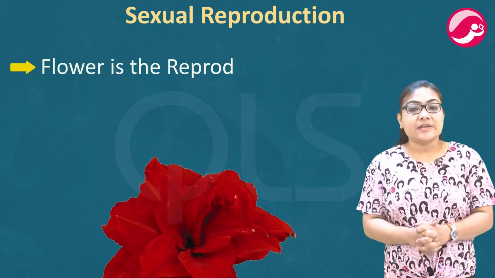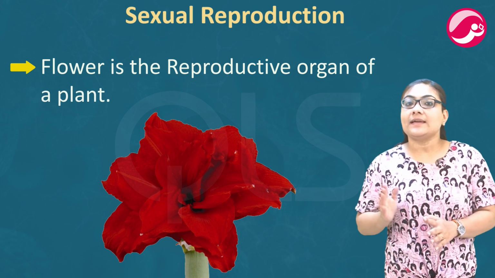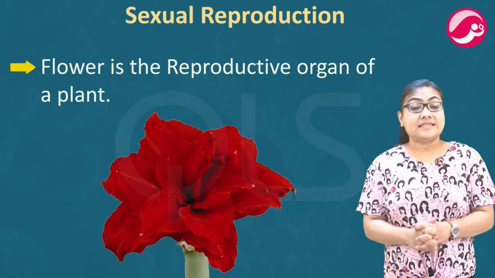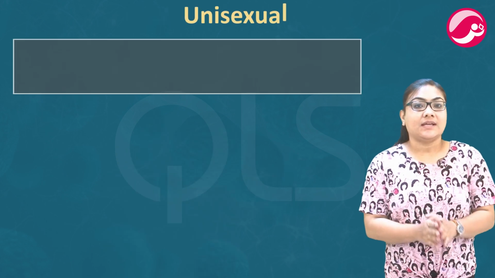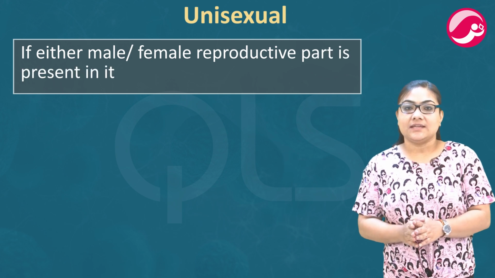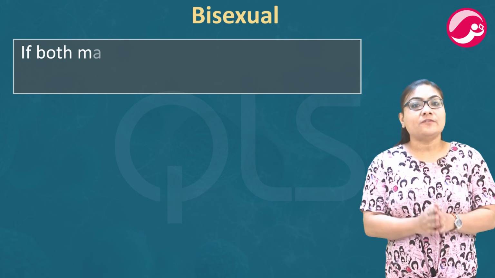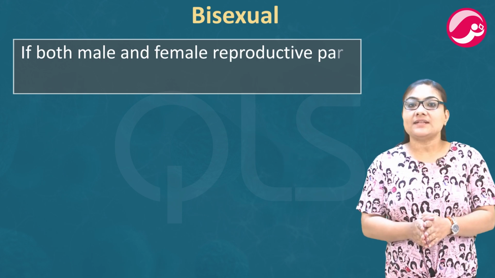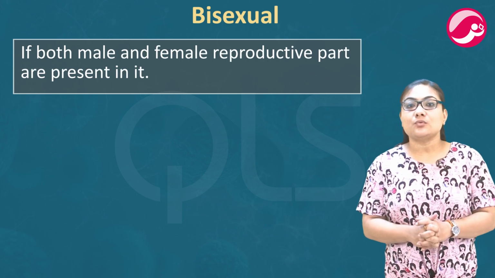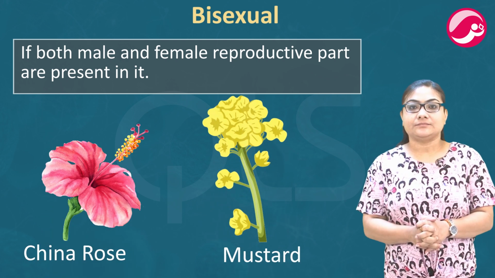Flower is the reproductive organ of a plant. Flower reproductive organ होता है plant का. A flower is said to be unisexual if either male or female reproductive part is present in it. Example is papaya or watermelon. Bisexual. If both male and female reproductive parts are present in it, then a flower is known as bisexual. Example is China rose, mustard.